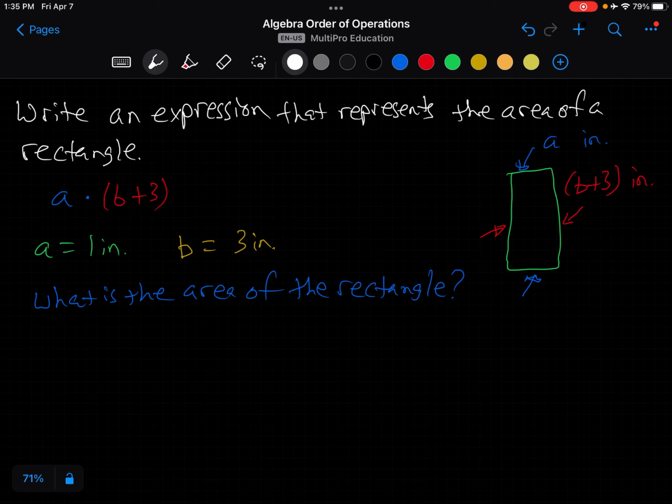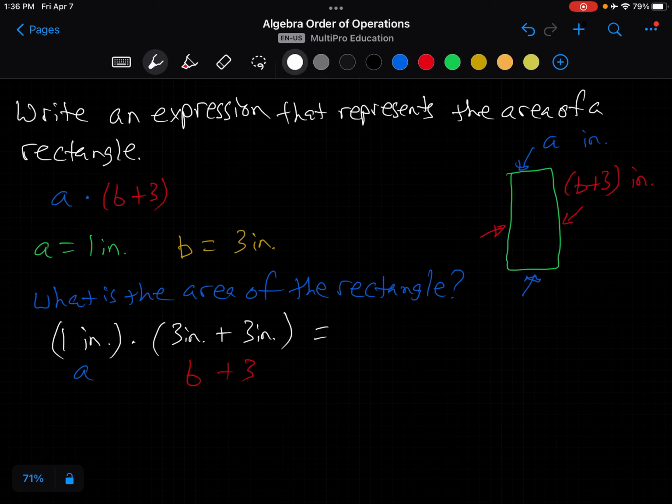So let's plug in each length for A and B. So we have 1 inch times 3 inch plus 3 inch. Remember, this was A and this is B plus 3. And we made B 3 inches as well.